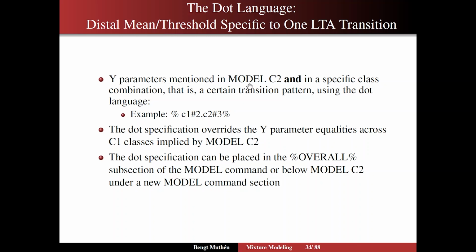Now the Y parameters then mentioned in model C2 and in a specific class combination, which corresponds to a certain transition pattern, can be specified using the dot language. So for instance here, C1 class number 2 dot C2 class number 3 can have a specific distal outcome mean or threshold. A certain transition pattern that we're interested in, to see if that has a special effect on the distal outcomes. And that dot specification overrides the Y parameter equalities across the C1 classes that was implied by specifying that they vary across model C2 classes. And syntax for that is as follows. The dot specification can be placed in the overall subsection of the model or below the model C2 under a new model command section. We're going to take the first alternative here.